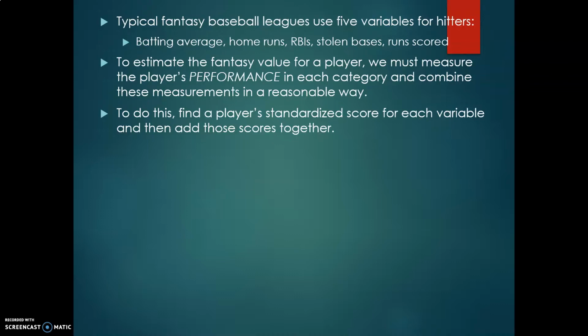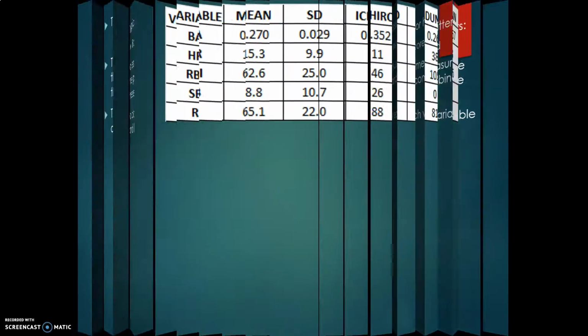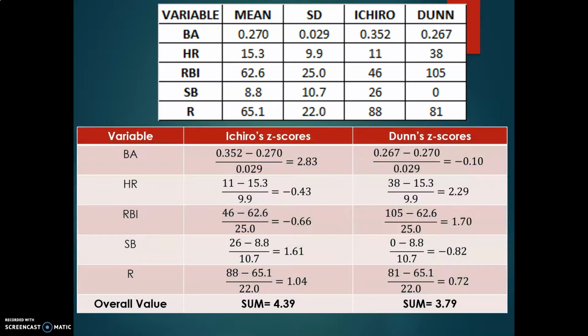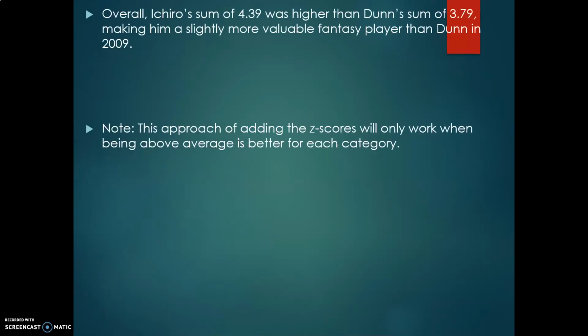So we want to standardize each single one of those scores and then add them all together. Again, to do this, you need standard deviation and mean, because you have to take their performance, subtract the mean, divide by the standard deviation. If you do that with all of their statistics for batting average, home runs, RBIs, stolen bases, and runs, you can go through and look at each individual one here. You can pause it if you need to spend some time looking. But you see that the sum of Ichiro's is 4.39 and the sum of Dunn's is 3.79. Therefore, Ichiro, although not by much, overall has a higher value because he got a slightly higher score.